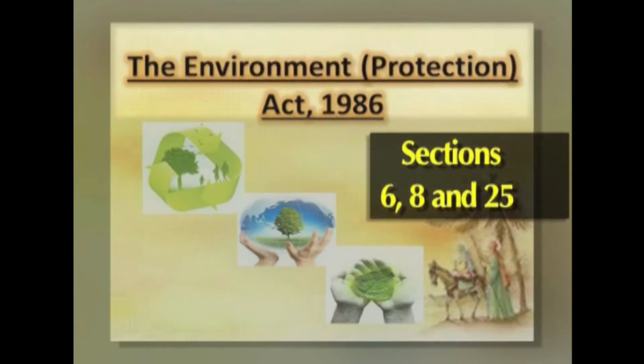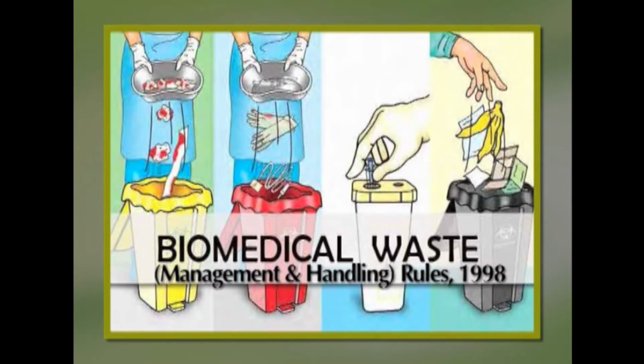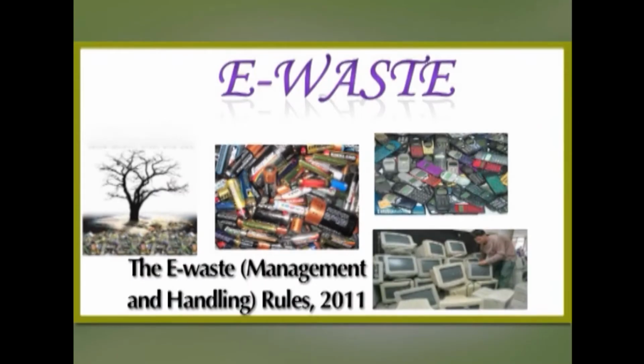In the exercise of the powers conferred by Section 6, 8 and 25 of the Environment Protection Act, the central government passed important rules to deal with hazardous waste and toxic chemicals. Following are noteworthy: Hazardous Waste Management and Handling Rules 1989, Biomedical Waste Management and Handling Rules 1998, the E-Waste Management and Handling Rules 2011.